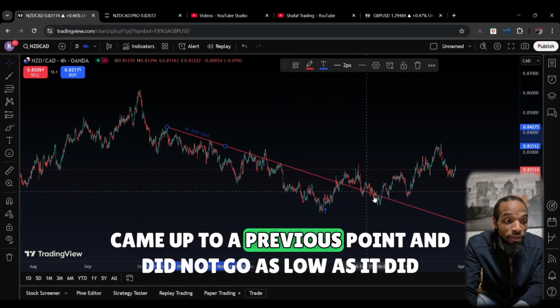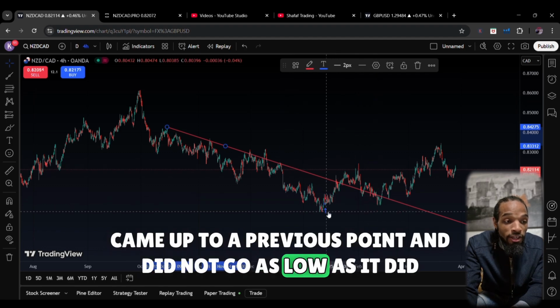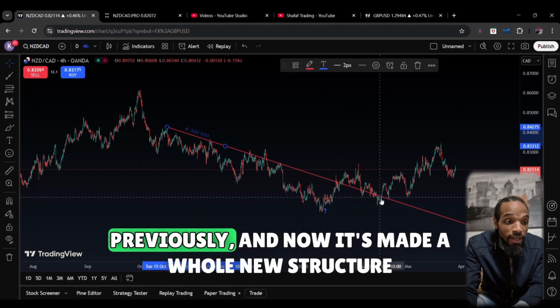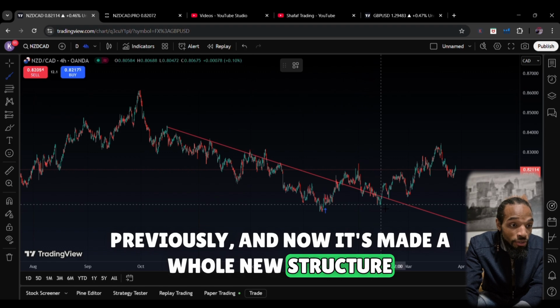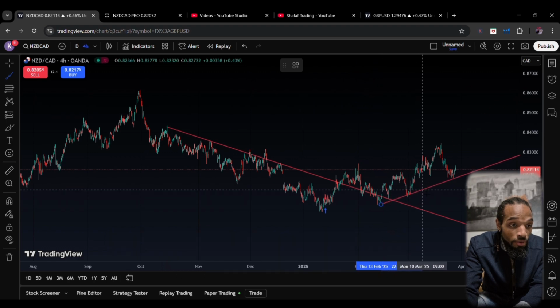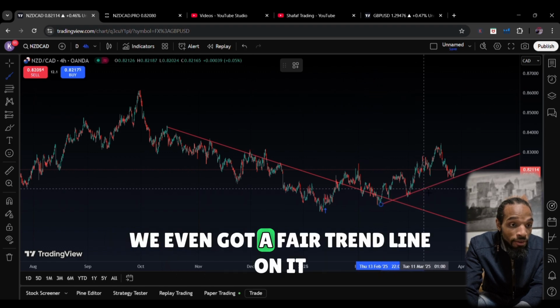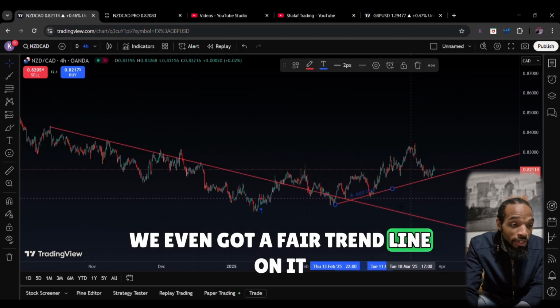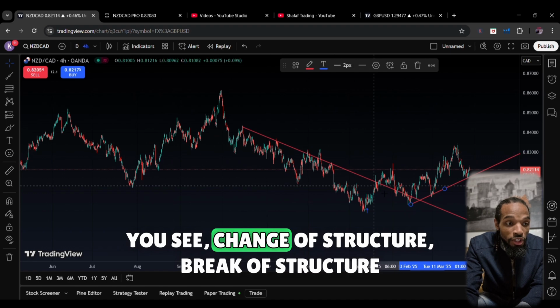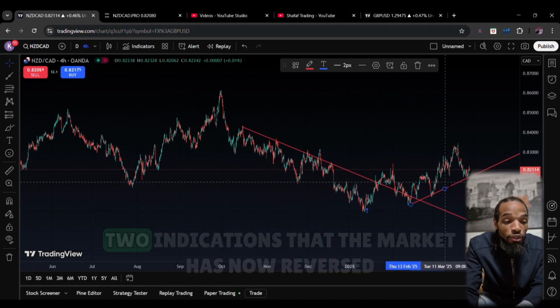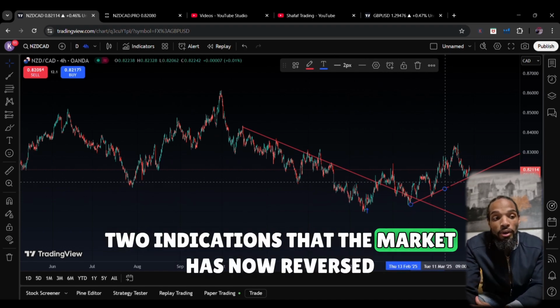verifications. Came up to a previous point and did not go as low as it did previously. And now it's made a whole new structure. We even got a fair trend line on it. You see? Change of structure, break of structure. Two indications that the market has now reversed.